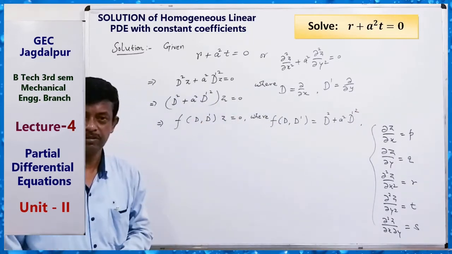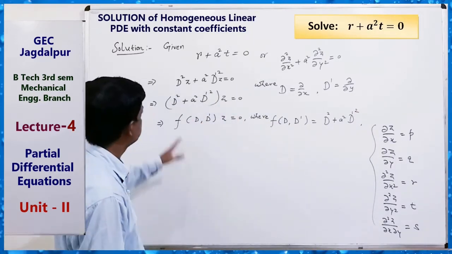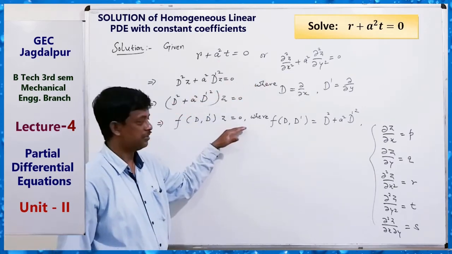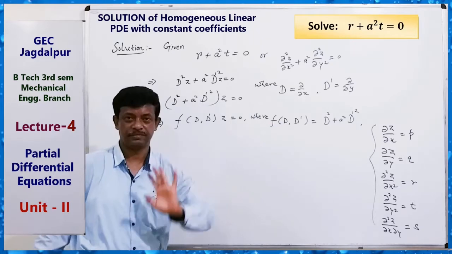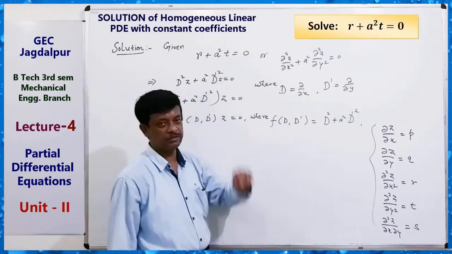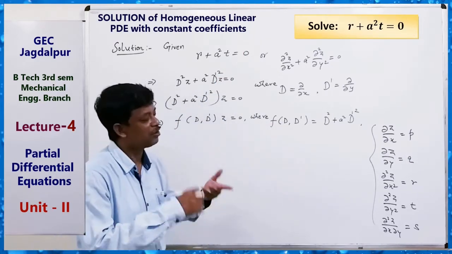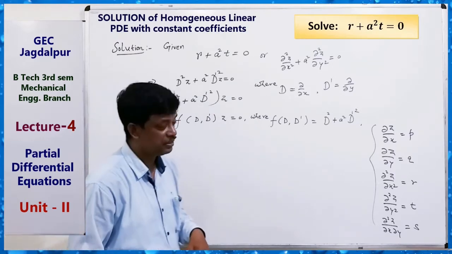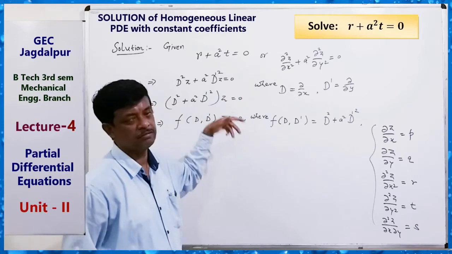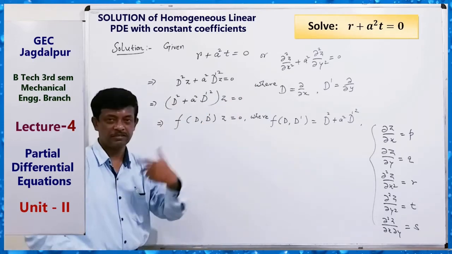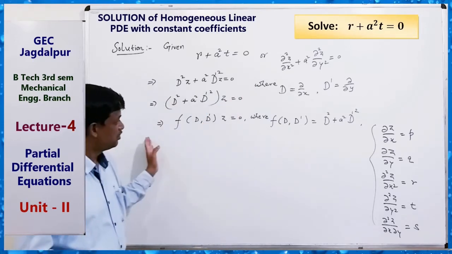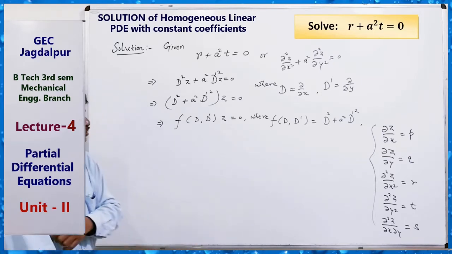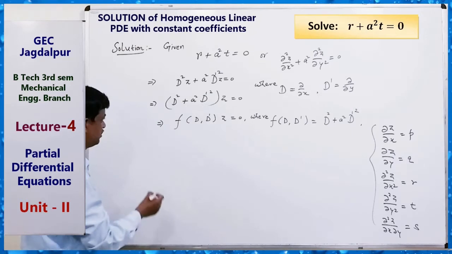First of all, we have to write the given differential equation in this form, f(D, D') equals this. Here the right hand side is 0. That means its complete solution is the complementary function only. Because for finding the complementary function, we take the right hand side 0 and find the complete solution. So for the complementary function, we just have to write the auxiliary equation.